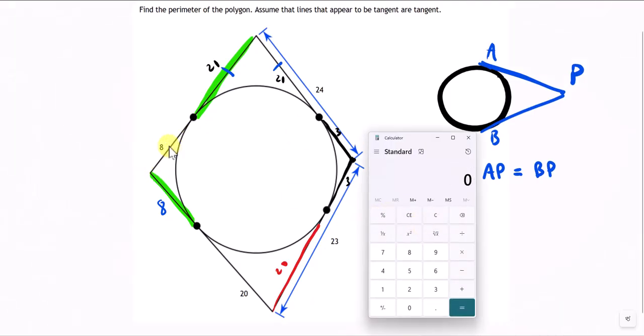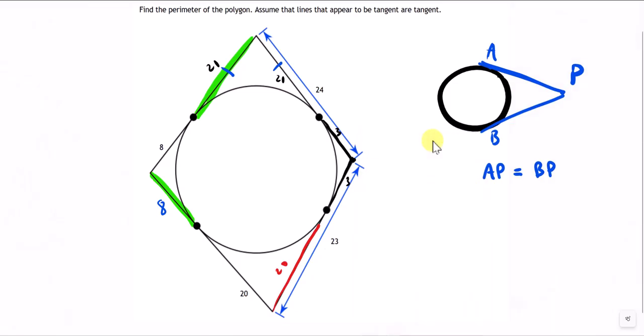I'm taking number 8, right? 8 plus 21, so that will be 29. This length right here, and this length had 24, and then this length had 23, and then this side had 20 and 8, so 28 plus another 28. So 104 would be the perimeter of this polygon when you add all the lengths around the polygon.